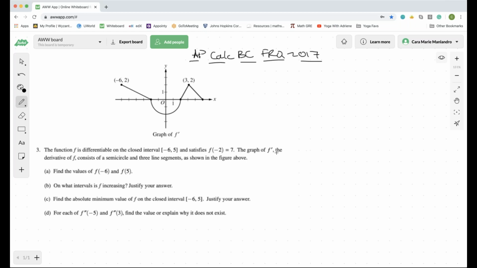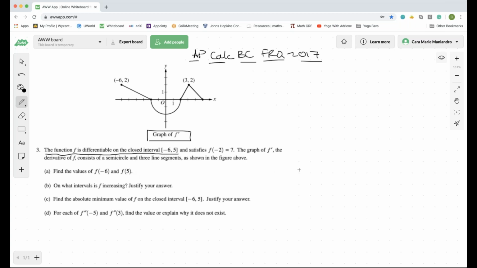Okay. All right, so here we have a function f. It's differentiable on the closed interval, and it satisfies an initial value condition. Here we have the graph of f prime. So this is the derivative graph, and if we wanted f, we would integrate it. What we want to do is find the values of f of negative 6 and f of 5.